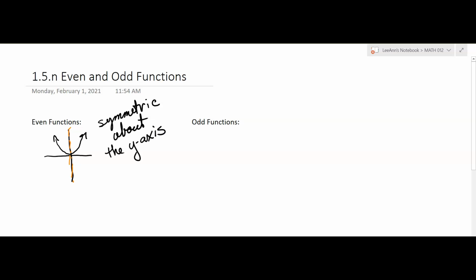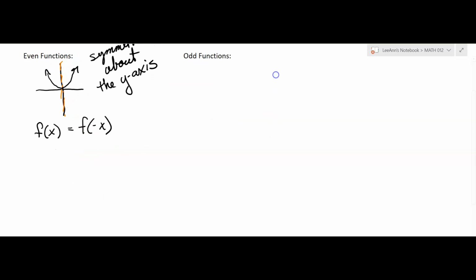Even functions have that property. They're symmetric about the y-axis. Now, algebraically, we can test to see if something's an even function. We say when f of x is equal to f of the opposite of x, if that's true, then it's an even function. So let me show you what that means with this example.